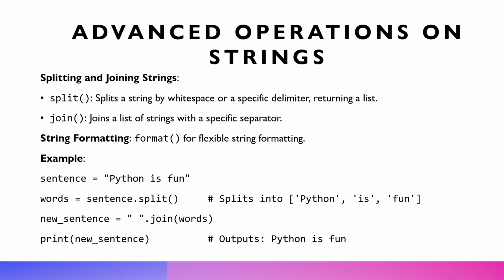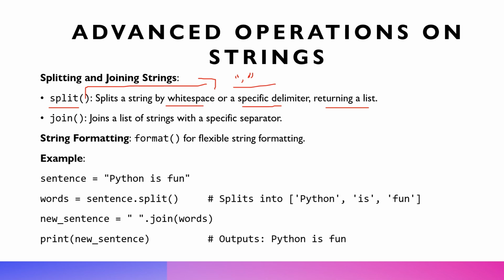Coming to advanced operations on strings, we use the split method to split a string by a specific delimiter and it returns a list. In between the brackets, you can mention any specific delimiter. If you do not provide any specific delimiter, it will take white space as a delimiter. Generally, we use comma as a delimiter.